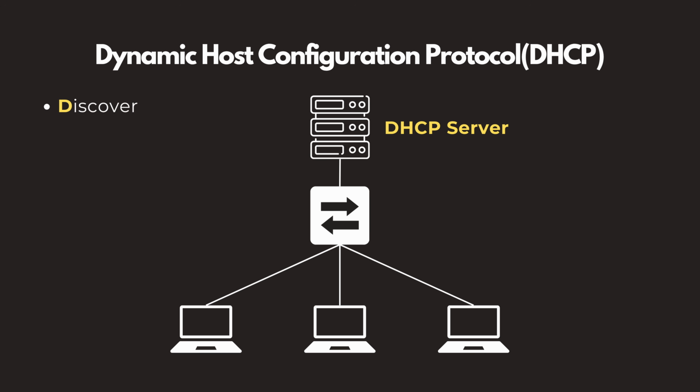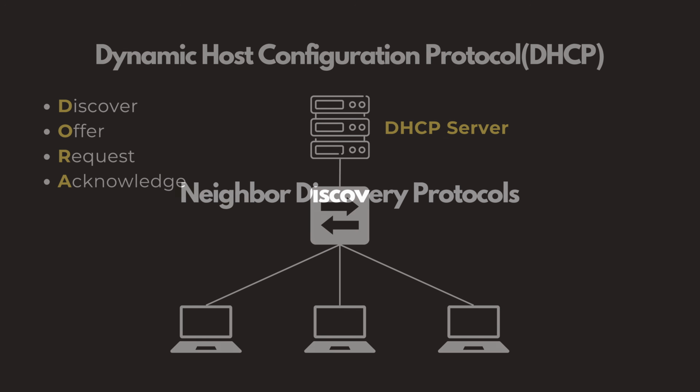It starts when a client is connected in the network and broadcasts a discover message. The DHCP server receives it and offers an IP address to the client. Then the client sends a request to accept the IP address. The server acknowledges to confirm the assignment so that the client can use the IP.